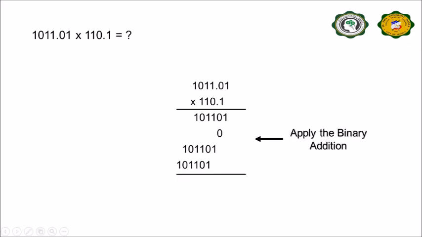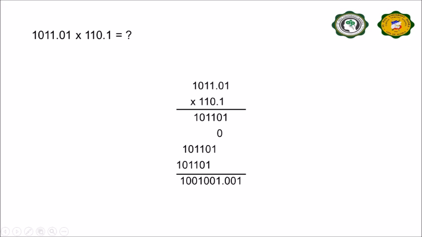Then we will apply the binary addition. In applying the binary addition, we'll be adding these four products. So we will bring down 1, then 0 plus 0 is equal to 0, then 1 plus 1 is equal to 0. We will be carrying 1 for the other number. So 1 plus 1 is equal to 0, then 0 plus 0 is equal to 0, then 0 plus 1 is equal to 1.